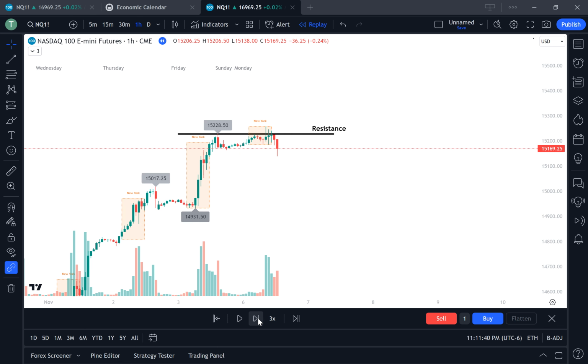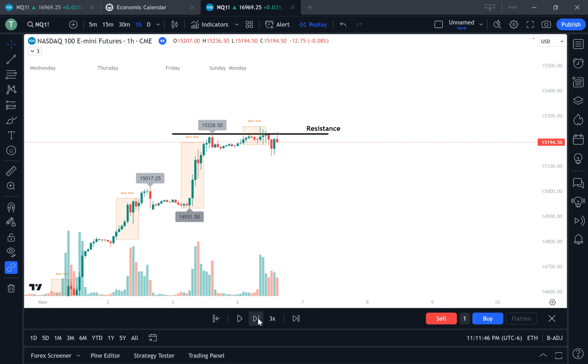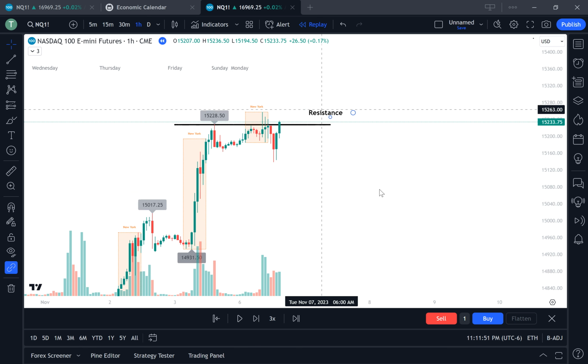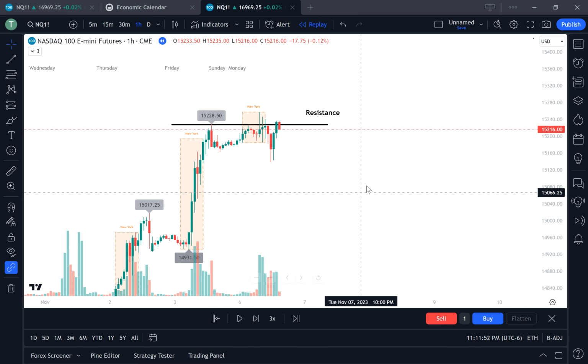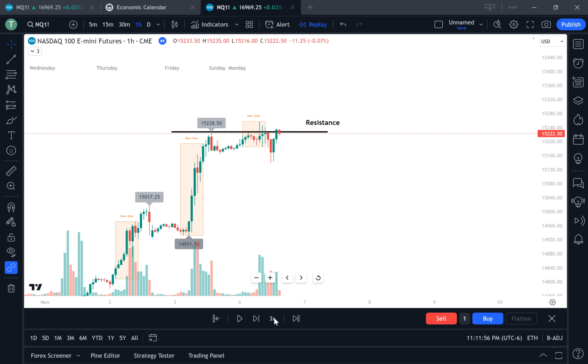Constantly hitting it. Price is going down a little bit. Might be collecting some liquidity. Price has broken through. So now we see price has broken this level of resistance. Now it's time to be patient and see what it does.